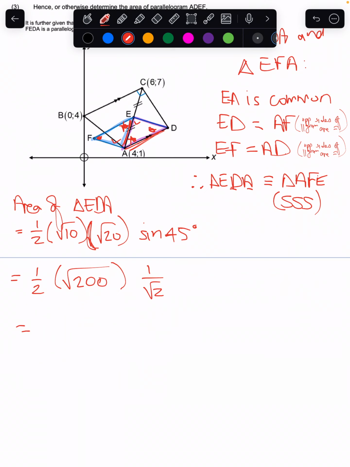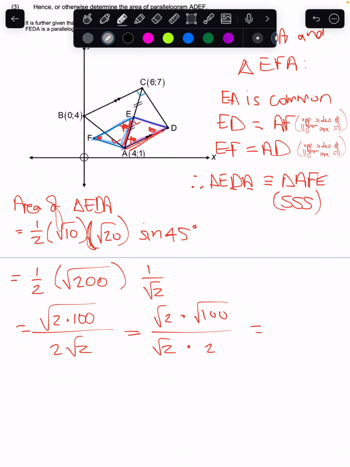Let's actually simplify it and see what that yields for us. So this is root 2 times 100. And down here we'll have 2 root 2, which is root 2 times root 100. Down here we have root 2 times 2. Okay, so those are going to cancel out, and this becomes 10. So then our result is 5. So the area of triangle EDA will be 5 square units.